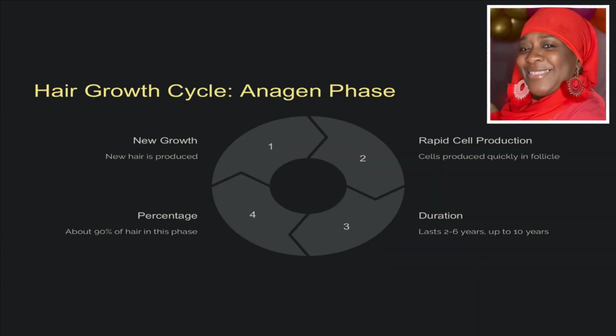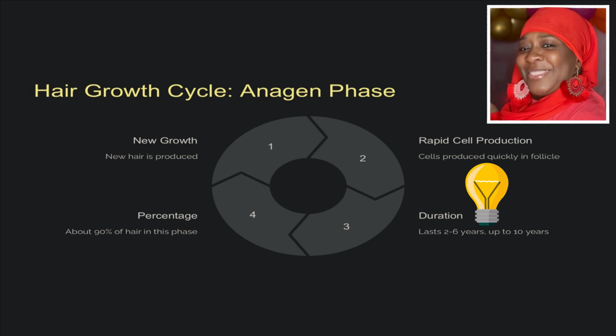Hair growth cycle: anagen phase. Hair grows in a continuous cycle that typically lasts 2 to 6 years. The cycle features 3 phases: anagen, catagen, and telogen. The anagen phase is the growth phase. New hair is produced.